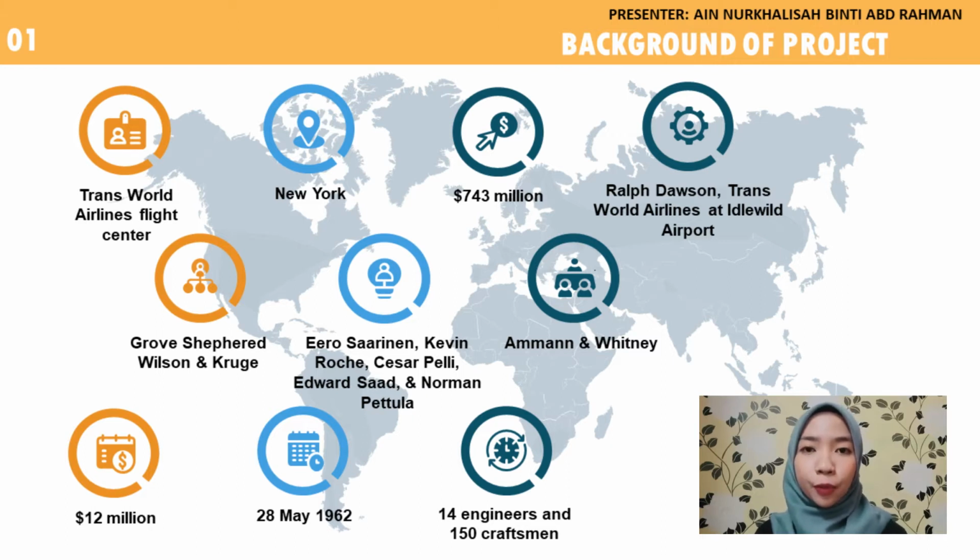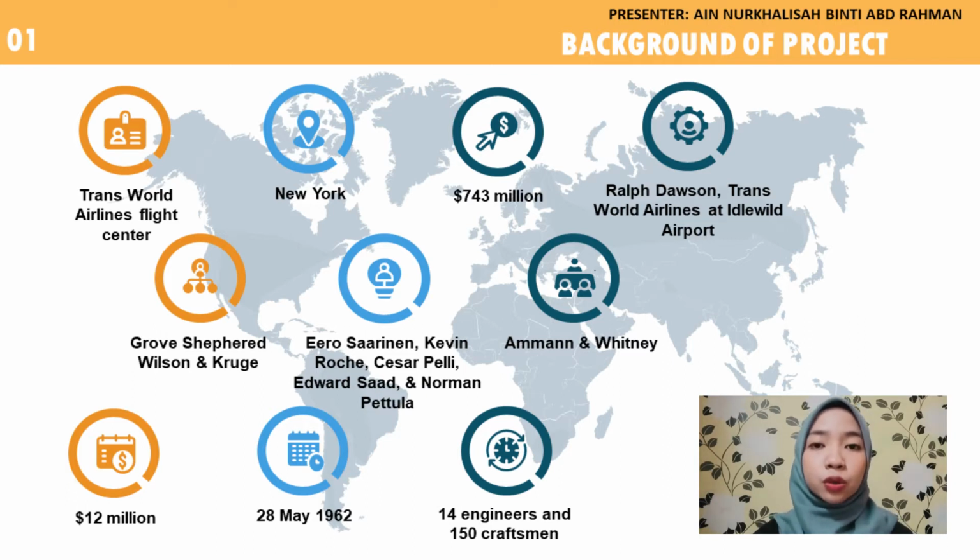Kennedy International Airport. Basically, this building received lots of appraisal and compliments regarding its futuristic and unique design. The design was a resemblance of a bird that spread its wings in order to land on the ground. Few construction players contributed to this project, such as the architect Eero Saarinen, Cesar Pelli, Kevin Roche, Edward Saad, and also Norman Petula. And the client of this project was Ralph Dawson from the Trans World Airline at Idlewild Airport.